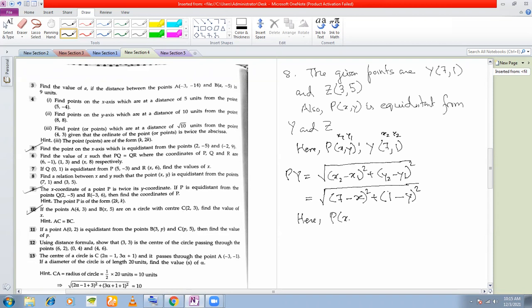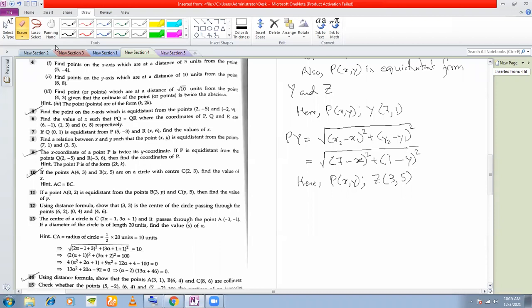So here P is (x, y) and Z is (3, 5). Now in the examination, please do not write all this. Even if you are writing x1, y1 and x2, y2 on top, write it with a pencil and then erase it. Once you have found out the distance, erase this.